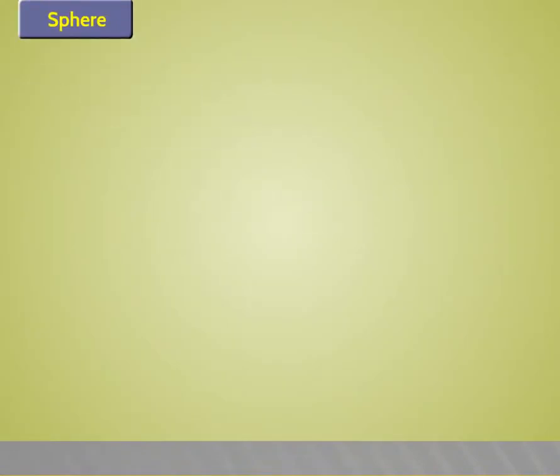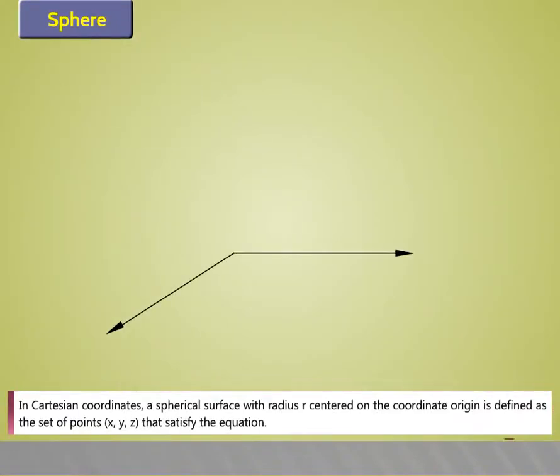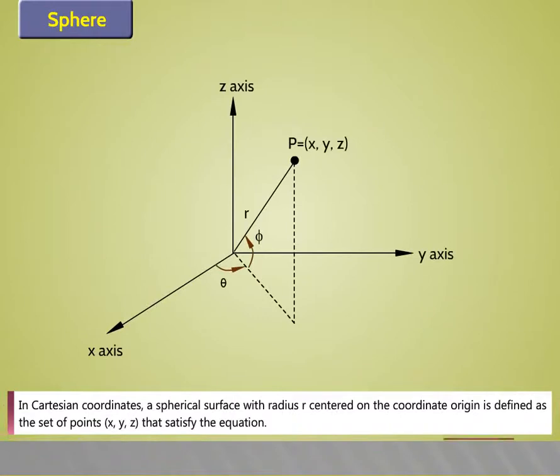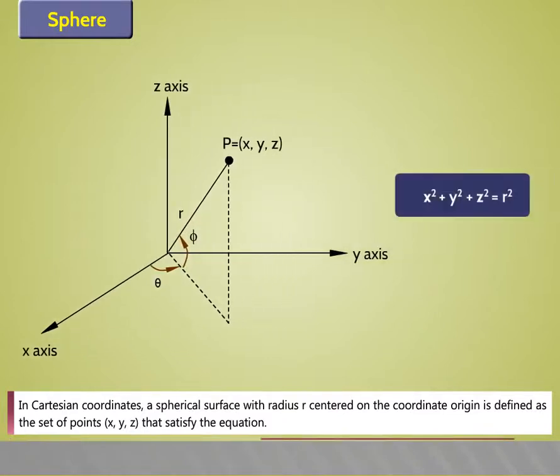Sphere. In Cartesian coordinates, a spherical surface with radius r centered on the coordinate origin is defined as a set of points x, y, z that satisfy the equation x squared plus y squared plus z squared is equal to r squared.